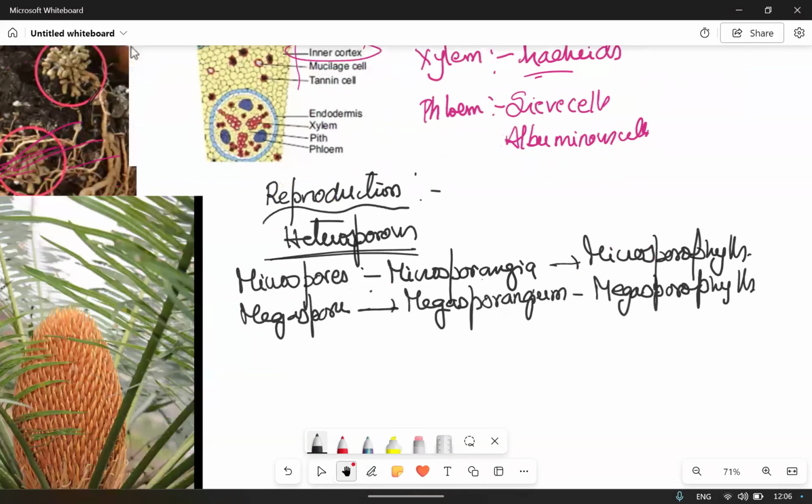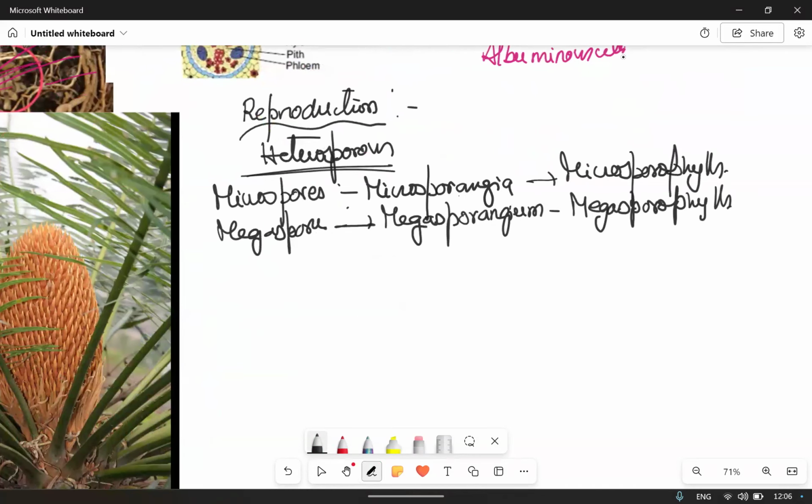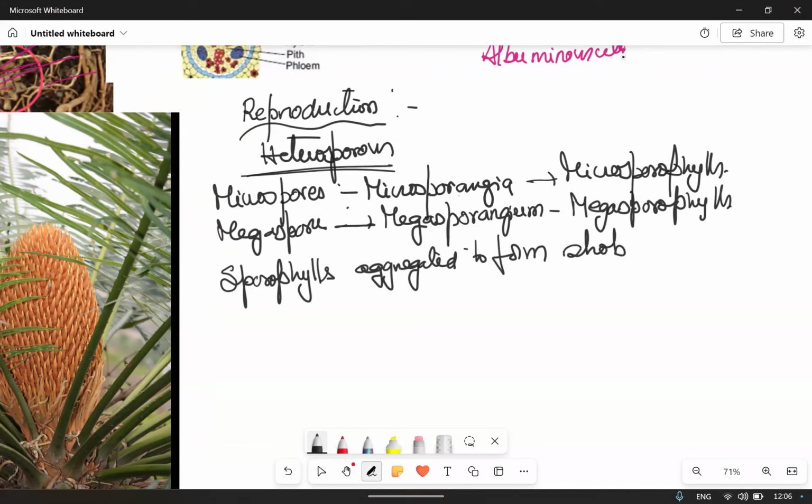We know from pteridophytes, spore-bearing leaves are called sporophylls. If they bear microspores, microsporophylls. If they bear megaspores, megasporophylls. So these sporophylls are aggregated, meaning grouped, to form strobili or cones, like that of Equisetum and Selaginella of pteridophytes. Strobili, or strobilus in singular. They may be lax or compact. Lax means loosely arranged, or compactly arranged.